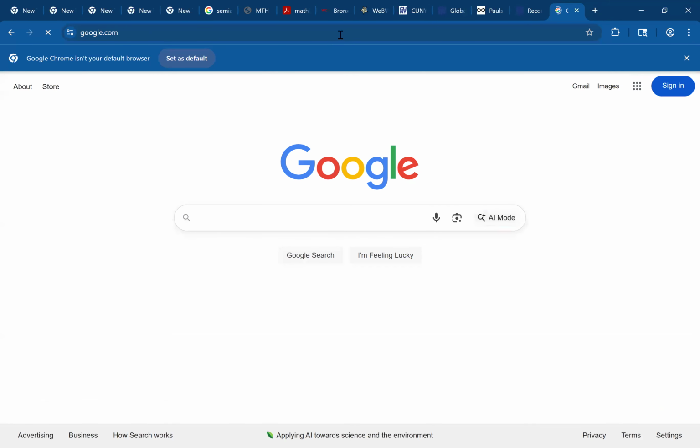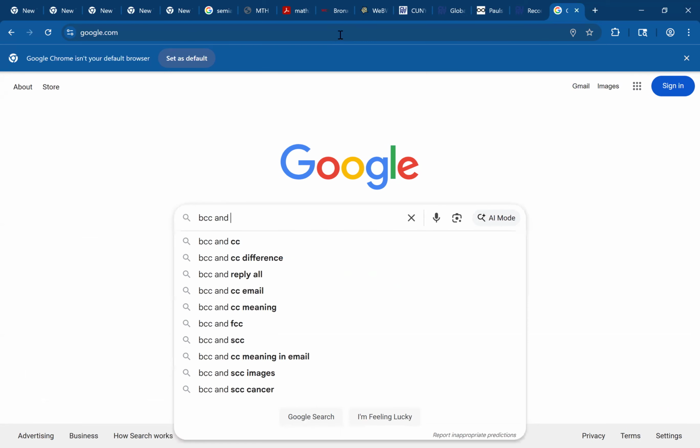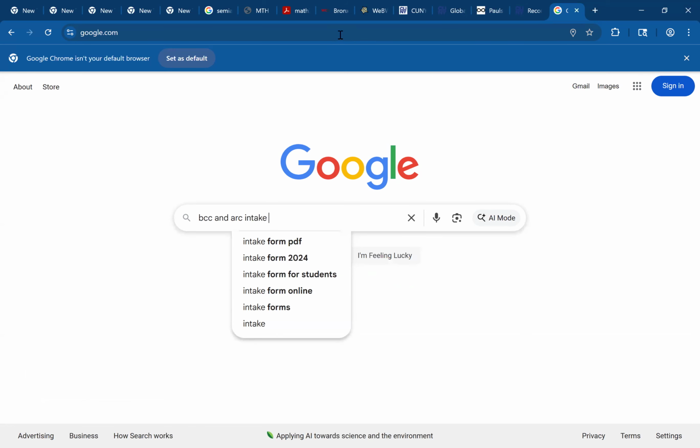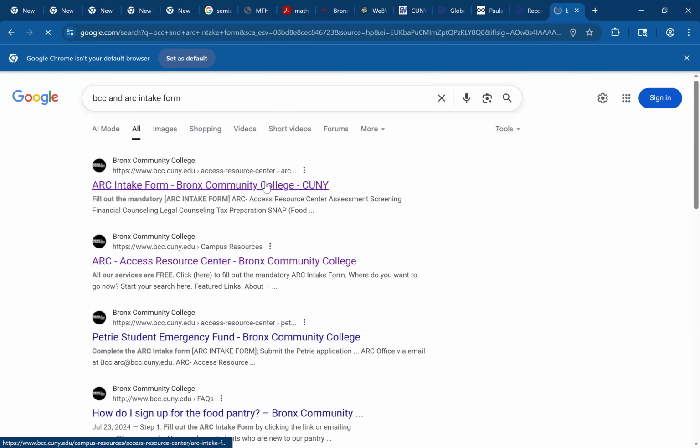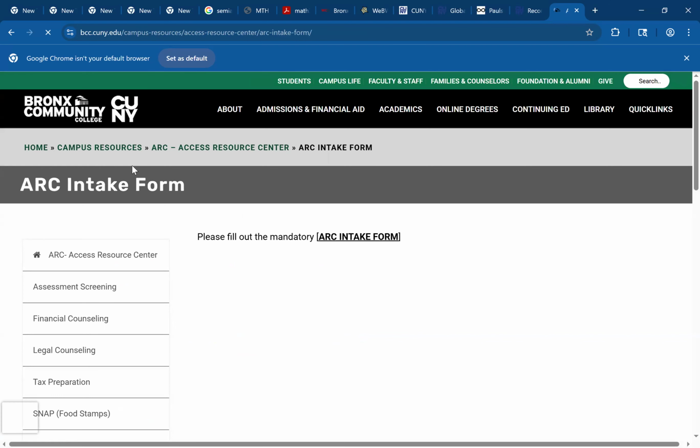So long story short, BCC has a lot of resources. I'm about to show you guys one of the resources that we have on campus. On Google, this is what you're gonna type in: BCC, the word and, ARC, intake form. First link right there where it says ARC intake form, you're gonna click that. It's gonna take you to this page. Did everybody get that so far?